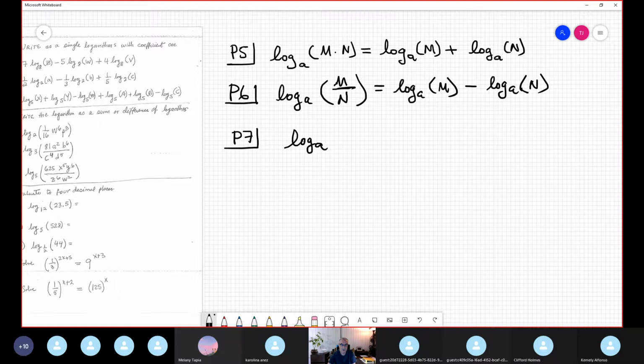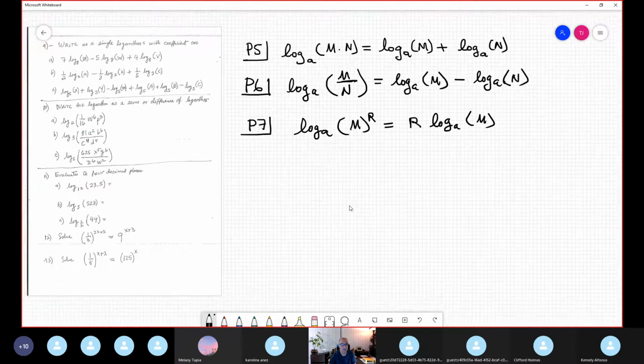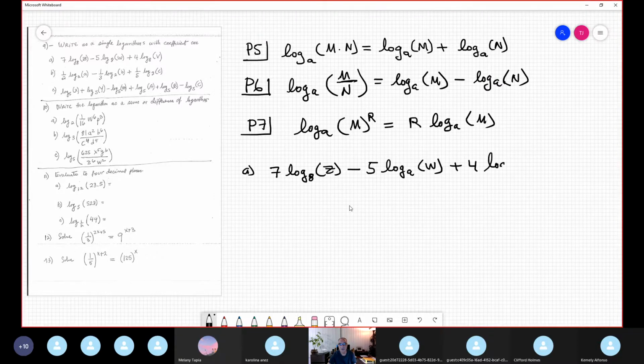And property 7 is easier. It is when you have a power, for example, m raised to the r power, the r flies inside as a factor. Basically, in problem number 9, we're applying these three fantastic properties in order to condense. Example 8: 7 logarithm base a of z minus 5 logarithm base a of w plus 4 logarithm base a. Okay, the base should be the same. If there are different bases, we cannot apply these properties 5, 6, and 7. It's important to understand this. So you condense into only one.